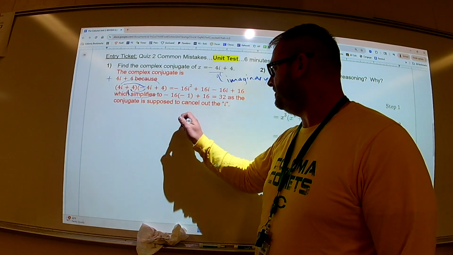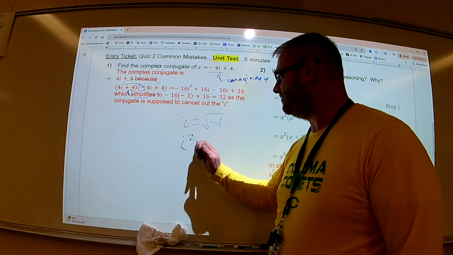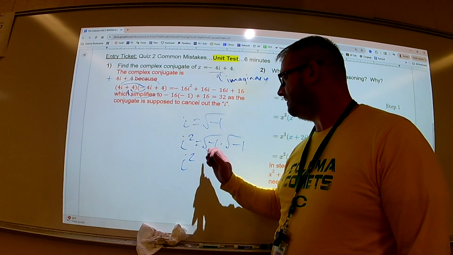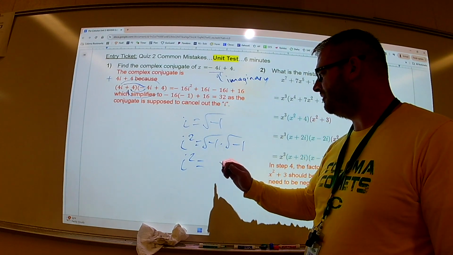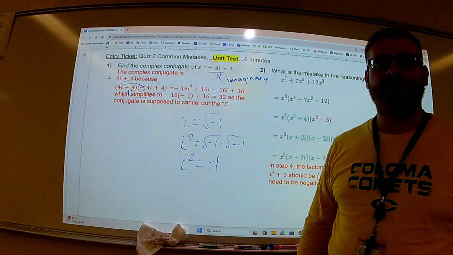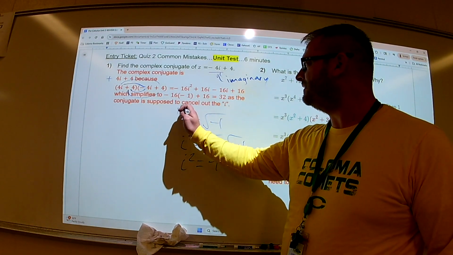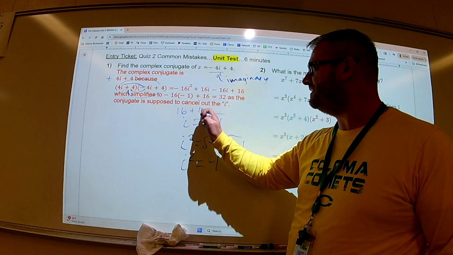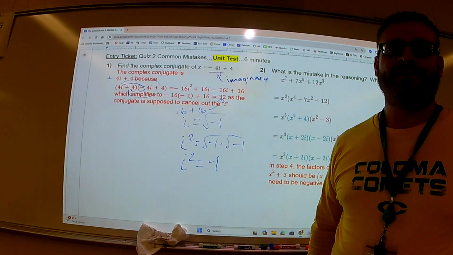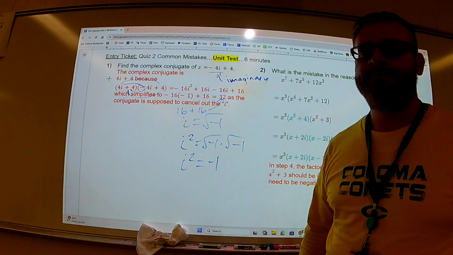And then we should recall that i equals the root of negative 1. So i squared equals root negative 1 times root negative 1. If I square a square root, that cancels out the square. i squared is the same as negative 1. And negative 16 times negative 1 is 16. So we now have 16 plus 16 to get that 32. Just a real number left. And that is the whole goal of conjugate, is make it just a real number.